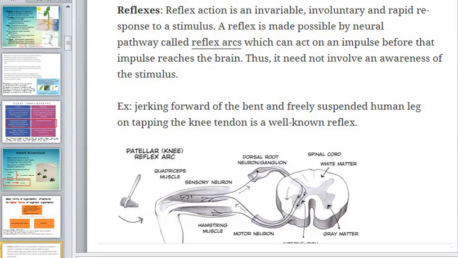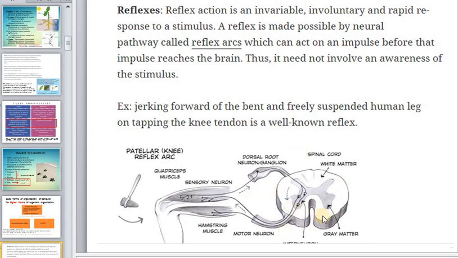In short, what is this unconditioned reflex? Reflex action is an invariable, involuntary and rapid response to a stimulus. A reflex is made possible by neural pathways called reflex arcs, which can act on an impulse before that impulse reaches the brain.